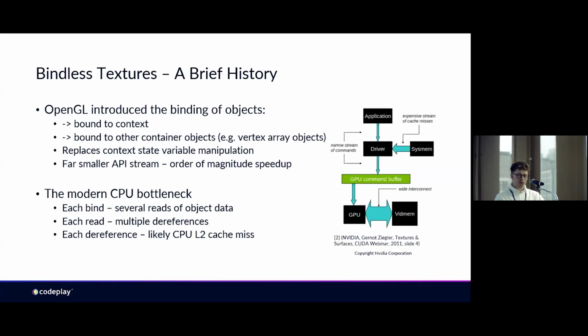However, this explosion in objects bound to the context or bound to other objects essentially led to pointer chasing and just in general L2 cache pollution. Every time a bind operation was done, the driver would have to fetch object data from system memory so that it could do what it needed to do. So each bind, you could be getting several reads of object data, and each read could involve multiple dereferences. And when you combine that with the LRU eviction unfriendly nature of graphics applications, you were basically running into a non-stop barrage of cache misses. And then NVIDIA aptly named this the modern CPU bottleneck.